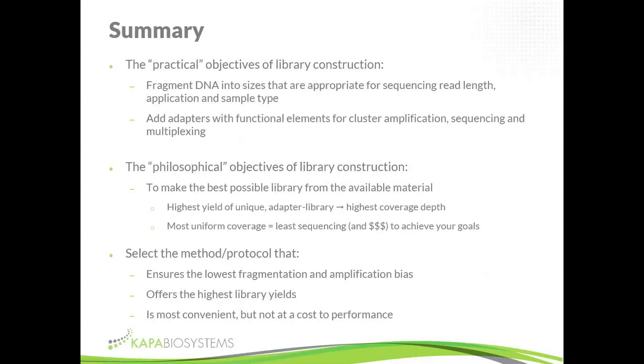And to achieve that, you need to select a method or protocol that ensures the lowest fragmentation and amplification bias. As far as fragmentation technologies go, Covaris shearing or the new KAPA Frag enzymatic fragmentation kits are the best performing ones. You want to use the library preparation protocol that gives you the best library yields. We believe ligation-based protocols are the best ones, and we'll talk about that in detail in the next part. And then, obviously, performance is really important. But in the end, if everything's equal, you want to pick something that's fast and convenient.